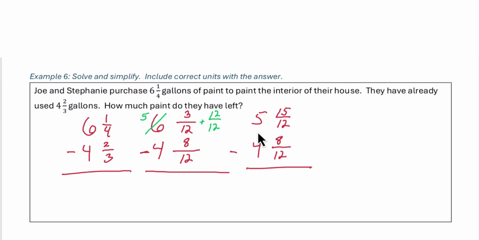Finally, we can do the subtraction. 15/12 minus 8/12. 15 minus 8 is 7. We'll keep the denominator the same. And 5 minus 4 is 1. So we have 1 7/12 gallons left.